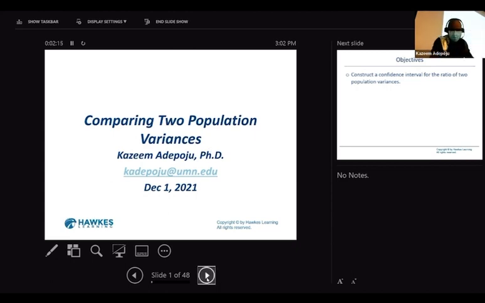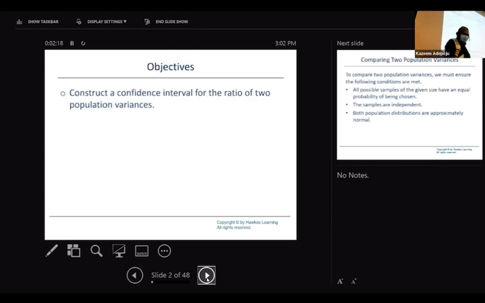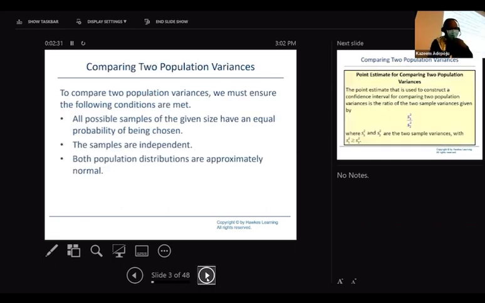Like I said, we want to construct a confidence interval for the ratio of the two population variances. We are not going to be subtracting. We're going to be using a ratio. And if that is what we have, we're also going to have assumptions. In statistics, all statistical methodology has assumptions. A model is only as good as the assumptions put into it.